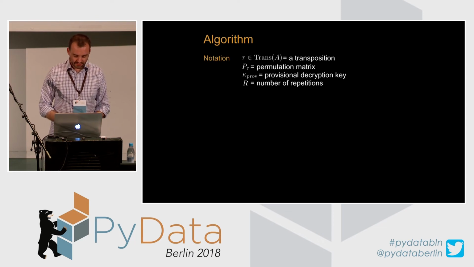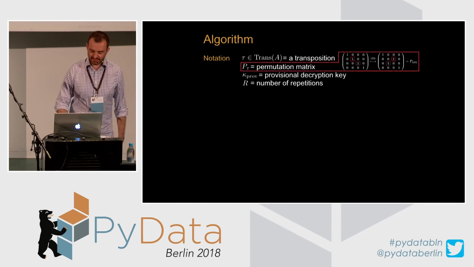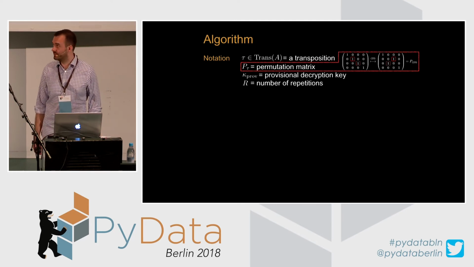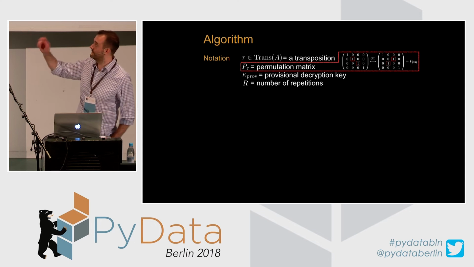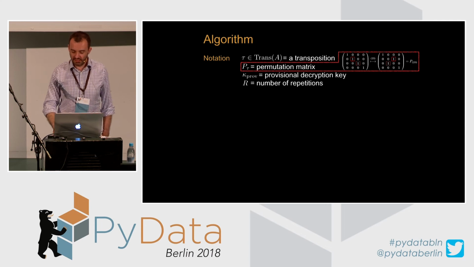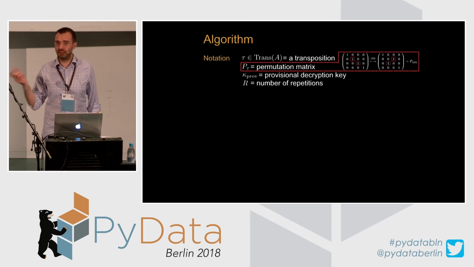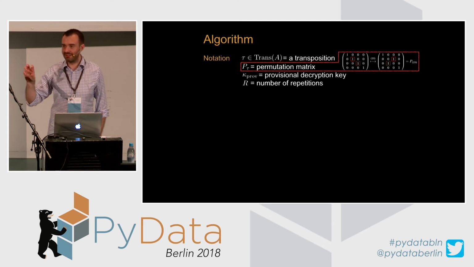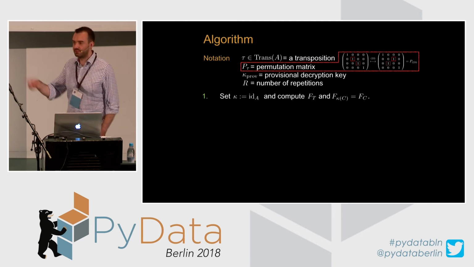A tiny bit more notation. T is going to be a transposition, one of those two-letter swaps, and PT is a permutation matrix corresponding to that transposition. I haven't defined what that is, so I'm going to show you with a picture. If you apply a permutation to the rows of the identity matrix, and in this case we're swapping the second and third row because it's the permutation (2 3), then you get what's called a permutation matrix. That's all that thing is there. Kprov is the provisional decryption key. It's just a separate variable that I keep to make sure that I only update the actual key if I get a better answer. And R is the number of repetitions in my for loop.